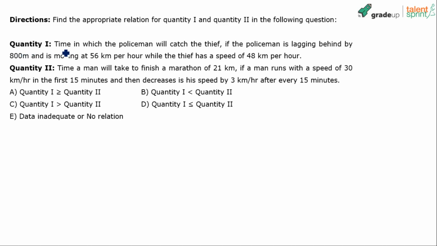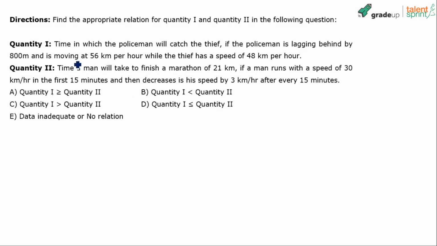Quantity 1 is the time in which the policeman will catch the thief if the policeman is lagging behind 800 meters and is moving at 56 kilometers per hour while the thief is at the speed of 48 kilometers per hour. So this is a typical relative speed question, right? Very interesting one where a policeman has to catch a thief. I'm sure if you have gone through our videos on time and distance, you would know this concept very clearly and very thoroughly, right?